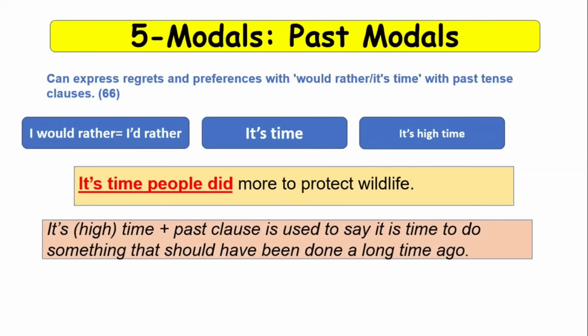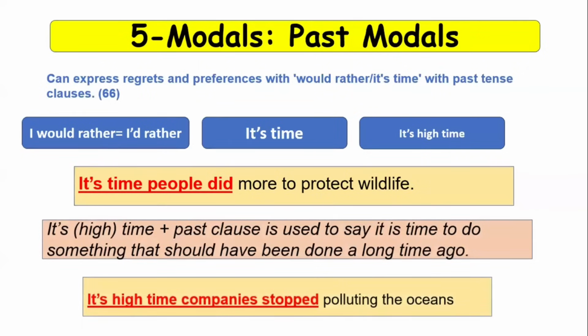يعني حان الوقت, or people, I'm trying to say that people are late. They should have done this a long time ago. And I'm complaining about this. It's high time. Past tense is used to say it is time to do something that should have been done a long time ago. It's high time companies stopped polluting the oceans. Not stop. I cannot say stop here, okay? I want them to stop, but if I use it's high time, I have to use it with stopped, with a past verb, right?